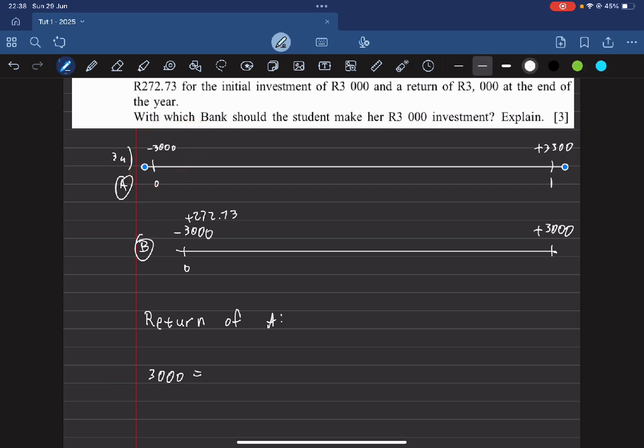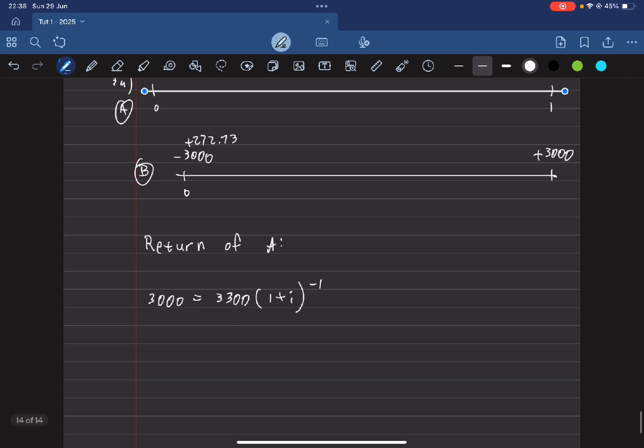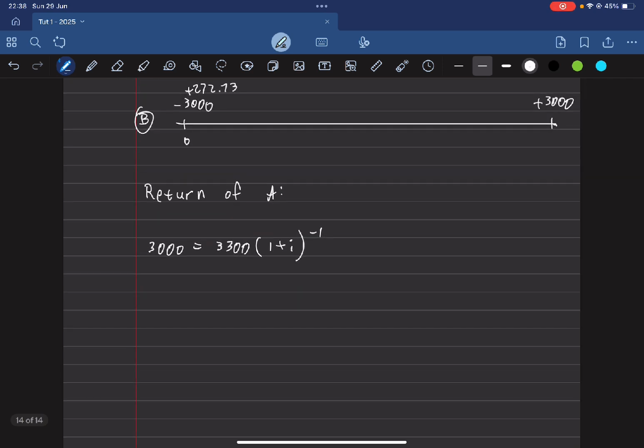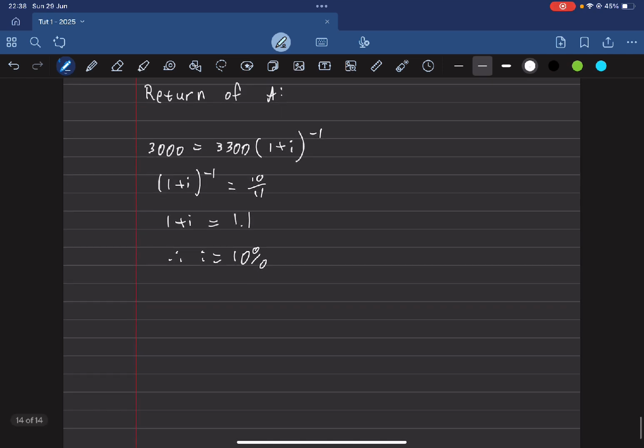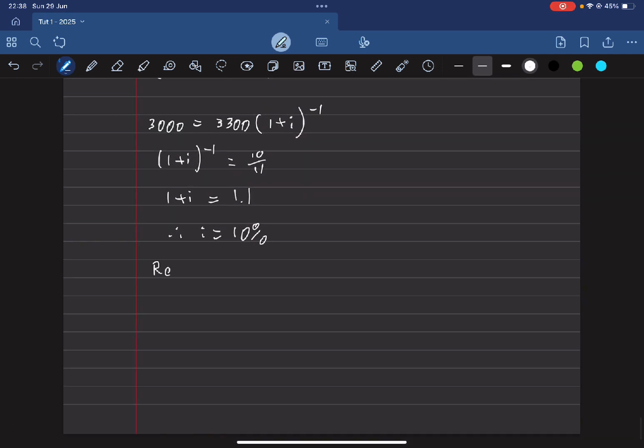So 3,300, and if we are present valuing it, we're going to multiply it by 1 plus whatever the interest rate is per year to the power of -1. Cool. So now all we have to do is solve this equation. So we get (1 plus I) to the -1 equals 10 over 11. Flip both sides, so we get 1 plus I equals 1.1. Therefore, I is equal to 10%. Perfect. So the return of A is 10%. So now let's work out the return of B.